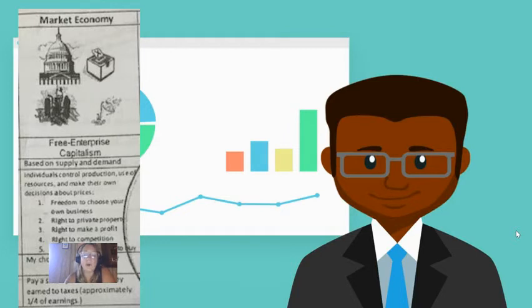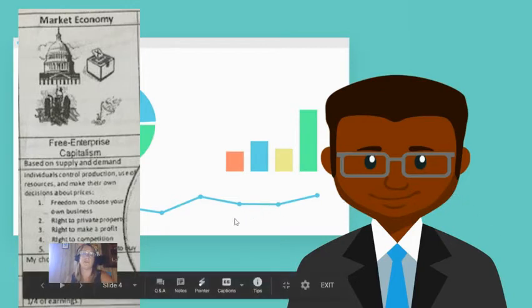You may pay a small portion of money earned to taxes, about a fourth of your earnings. But if you look back through these descriptors, you don't see much about government in here. A market economy, a free economy, has usually little to no government involvement, except maybe you got to pay a little bit to help keep your government running. Okay, so it's an overview of a market economy.